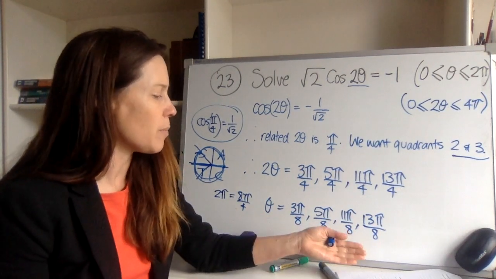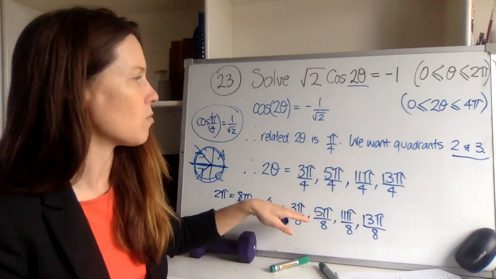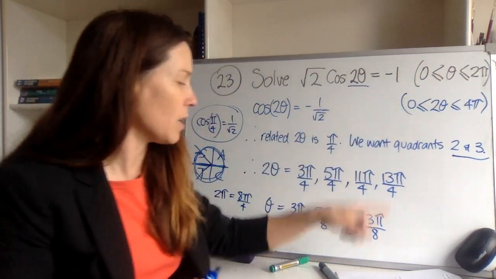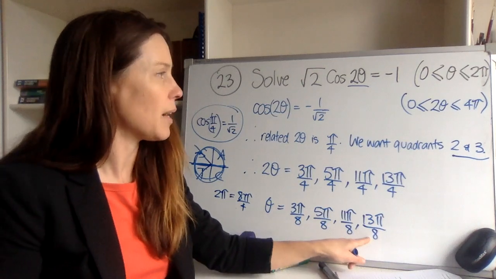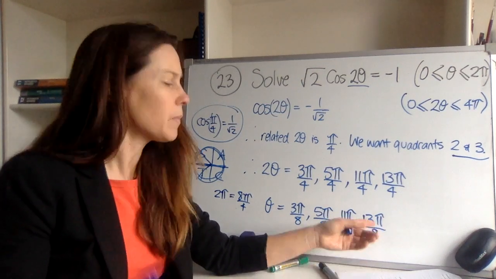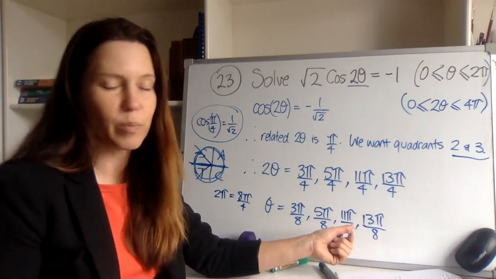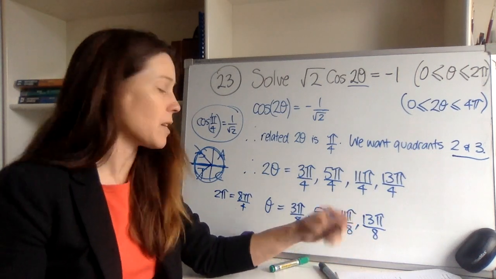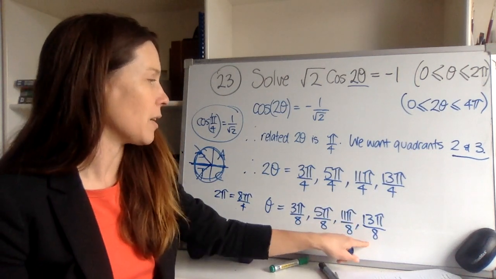And then last step is just to double check that all of your answers really do fit into the domain that you've been given. Is 13/8 pi less than 2 pi? Yeah, because 16/8 would be 2 pi, wouldn't it? So it's still fitting in. And there should be 4 solutions here.